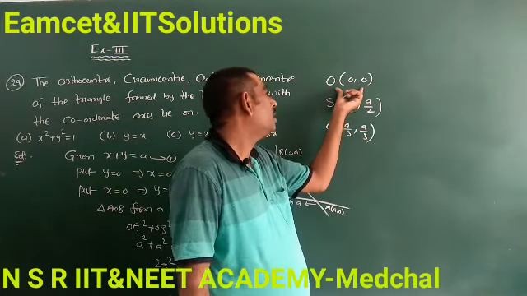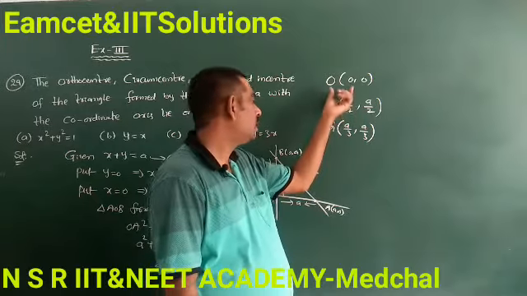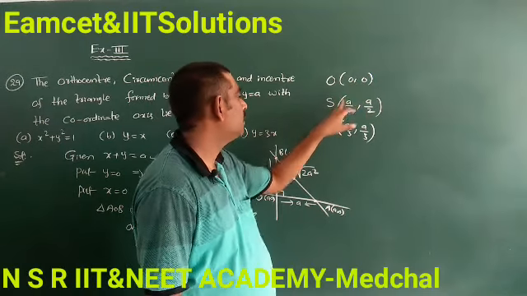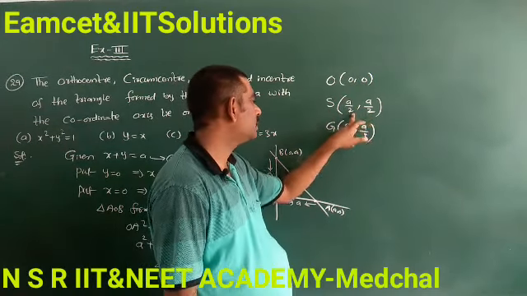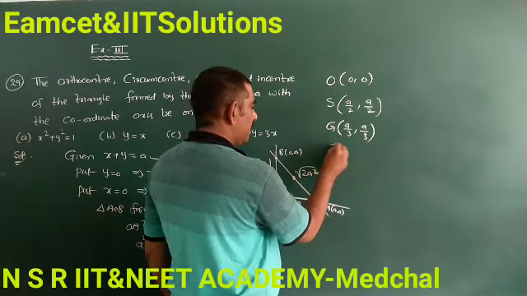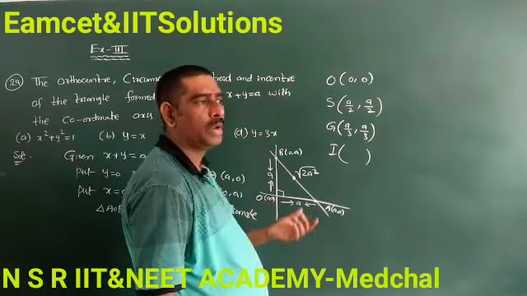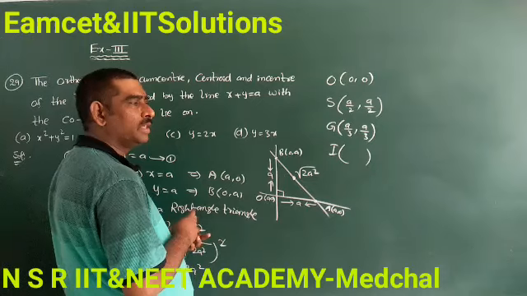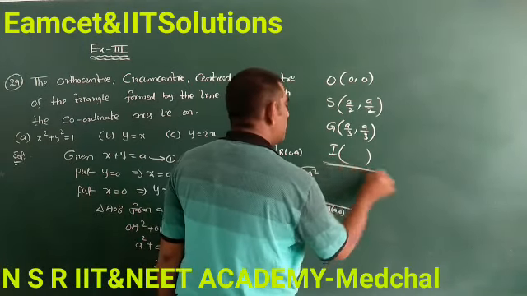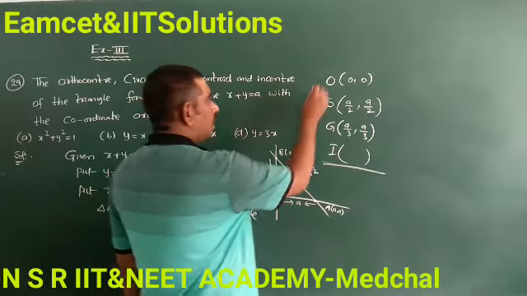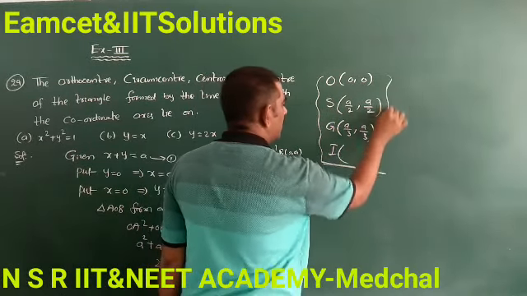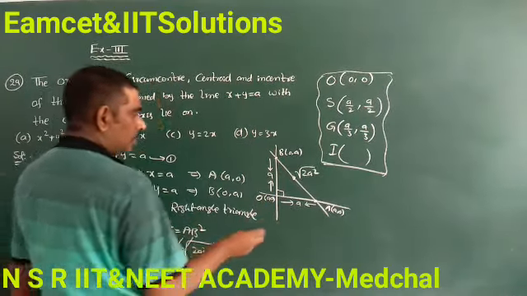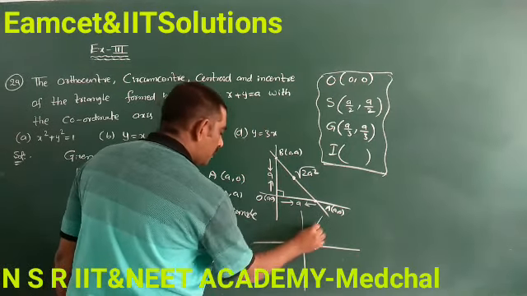So see here, orthocenter, circumcenter and centroid, in all these 3 points x and y coordinates are equal. Orthocenter x and y coordinates are equal. Circumcenter x and y coordinates are the same. Here also x and y coordinates are the same. Incenter also, using the formula (a x1 plus b x2 plus c x3)/(a plus b plus c) and (a y1 plus b y2 plus c y3)/(a plus b plus c), we get equal values of x and y coordinates. So for orthocenter, circumcenter, centroid, incenter, in all these 4 points x and y coordinates are equal.